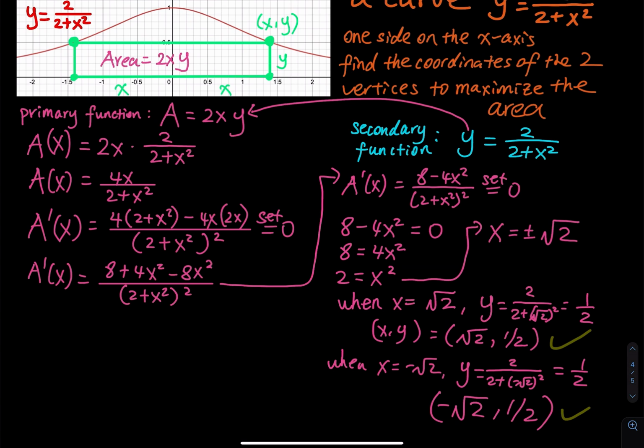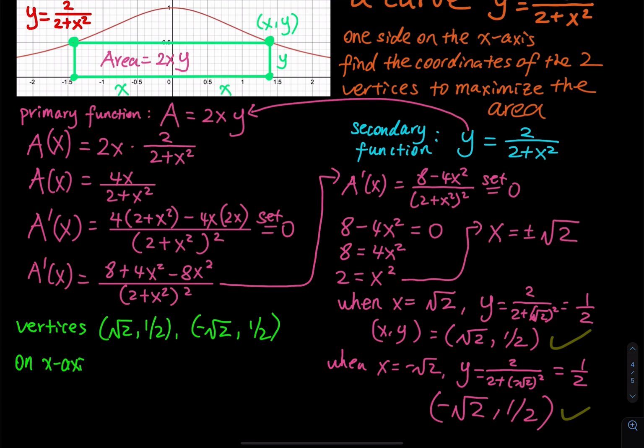All right, and then what is the next step? The next step is we should write our conclusion. So let's use a different color to do that. We have two vertices: the first one is root 2 comma 1/2, and the other one is negative root 2 comma 1/2. And then how about on the x-axis? On the x-axis, what do we have?